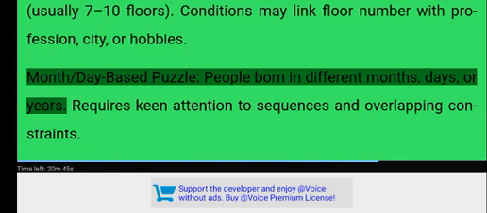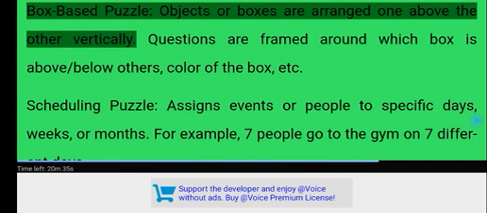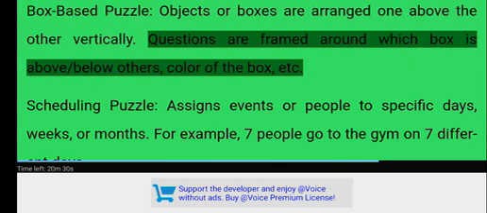Month-day-based puzzle. People born in different months, days, or years. Requires keen attention to sequences and overlapping constraints. Box-based puzzle. Objects or boxes are arranged one above the other vertically. Questions are framed around which box is above, below others, color of the box, etc.